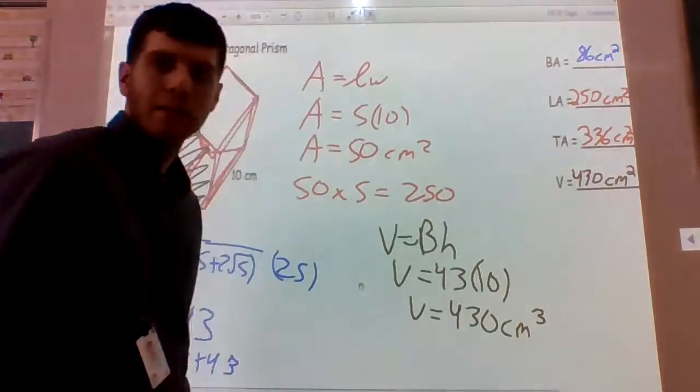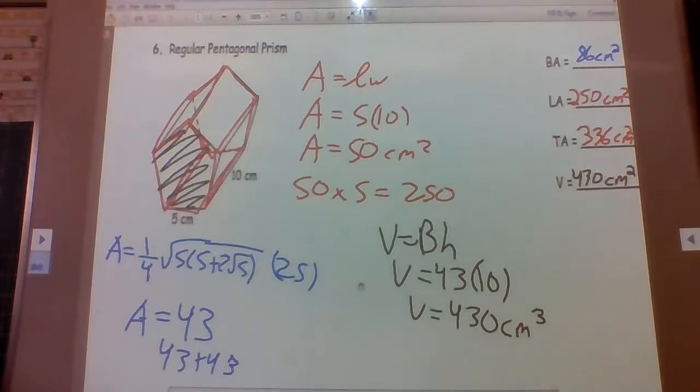Okay, and that's the cylinders worksheet with a couple prism review problems.